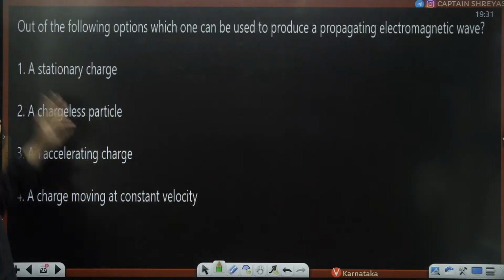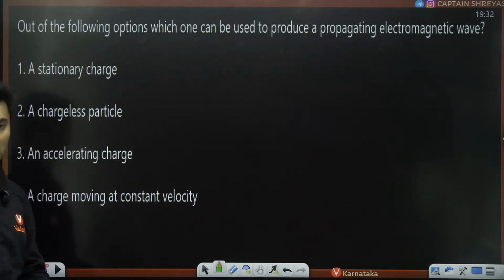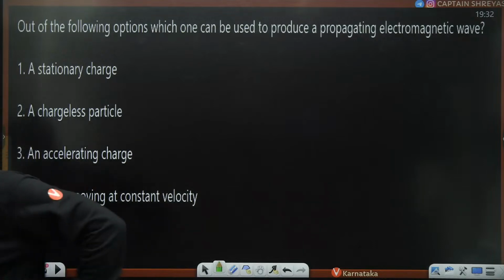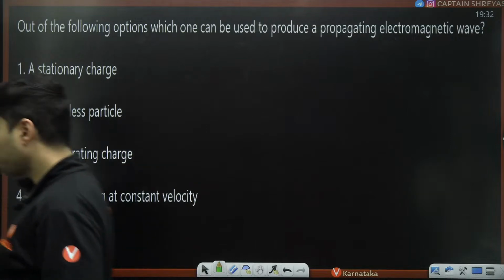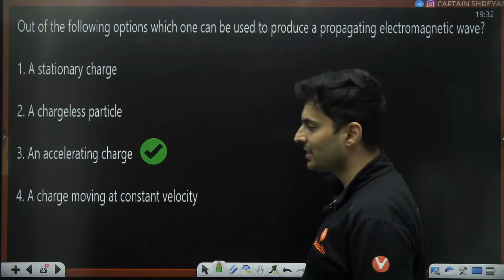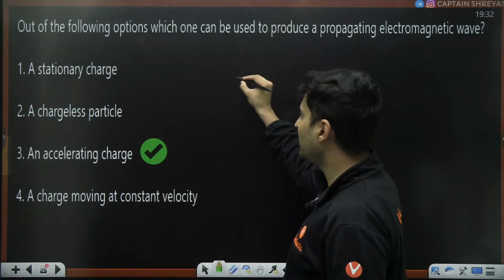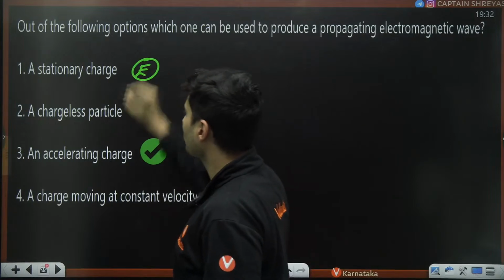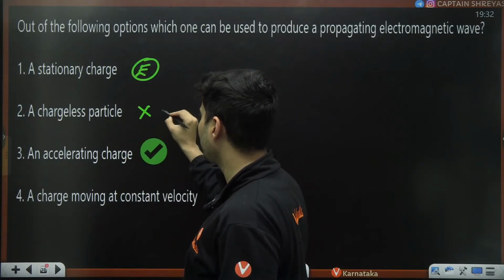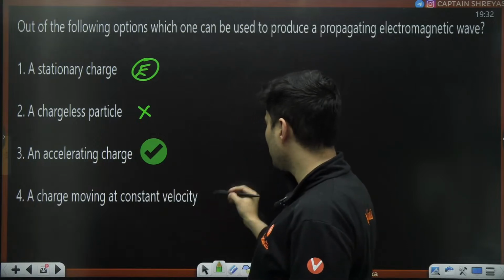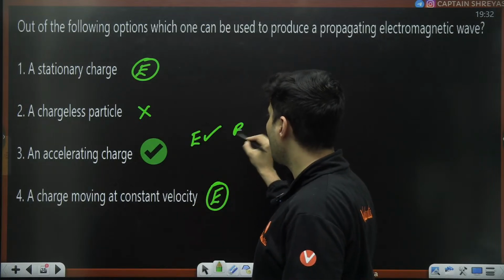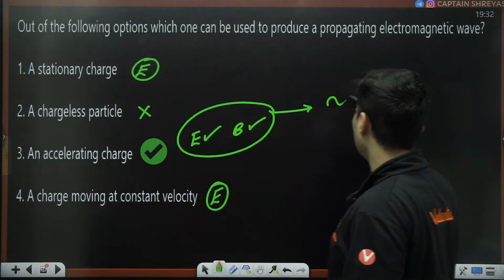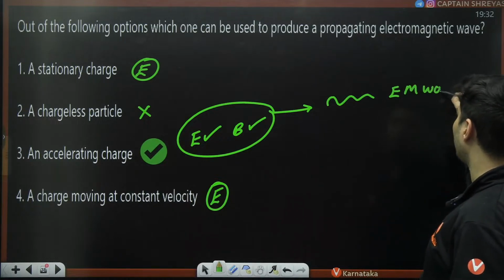Moving to the next question. If you want an electromagnetic wave to be produced, what can you use? Stationary charge, moving charge? Come on, my dear warriors. Accelerated charge. What do you think you will use? Yep. The answer is obviously accelerated charge. Very good. Because a stationary charge will give you only electric field. A chargeless particle will not give you an electric field at all. A moving charge at constant velocity will only give you an electric field. An accelerated charge will give you electric field and magnetic field together, and it will be an electromagnetic wave.